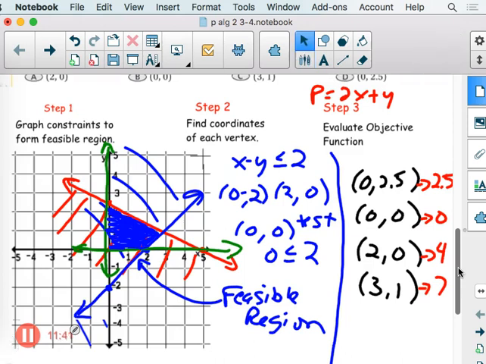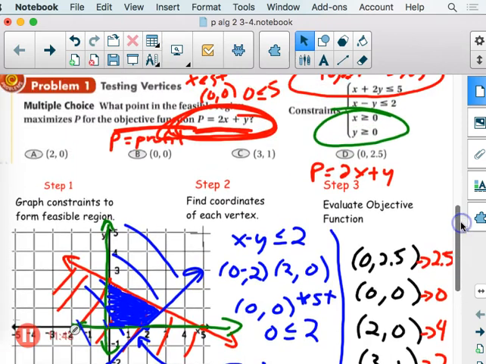But this was multiple choice, so we better go back and see what they wanted. What point in the feasible region maximizes? So which one gave us the biggest numbers? C. 3, 1.